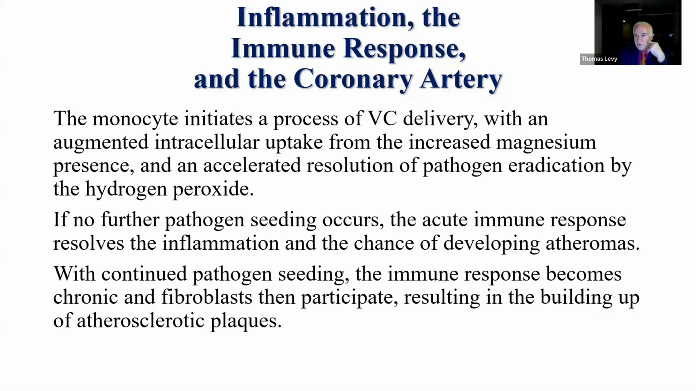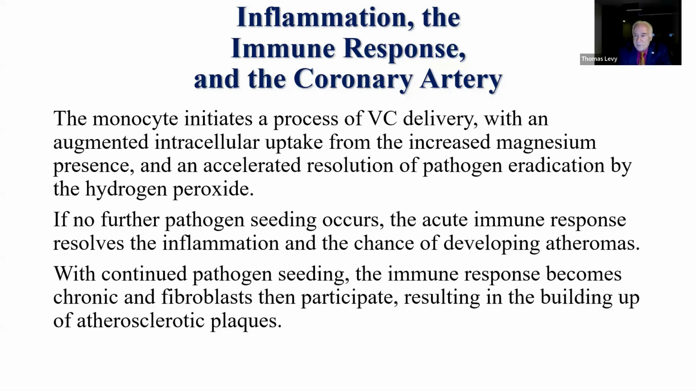Also, again, if there's no further infection coming in, what else does the monocyte do? It has magnesium that increases vitamin C uptake into the cells. That's great. And it also has hydrogen peroxide to help kill the pathogens. So it's a perfectly packaged immune cell to knock out acute inflammation secondary to a one-time pathogen infection. I say one time because if it's acute, the monocyte will resolve it completely. Now, if you're still getting pathogens in all the time, that's not going to happen.